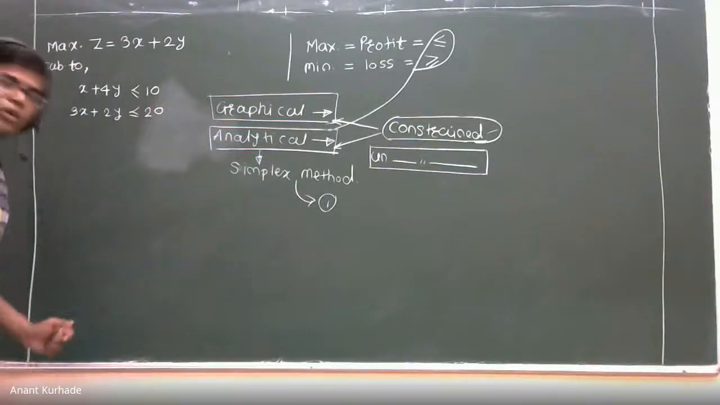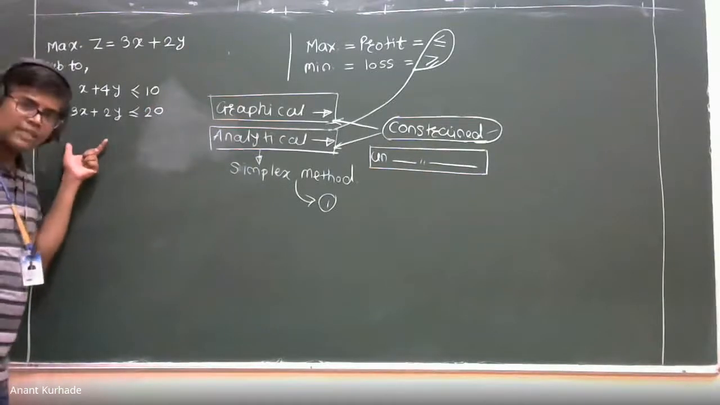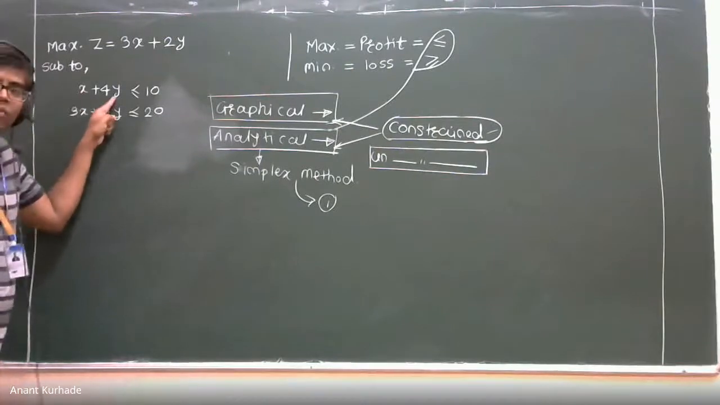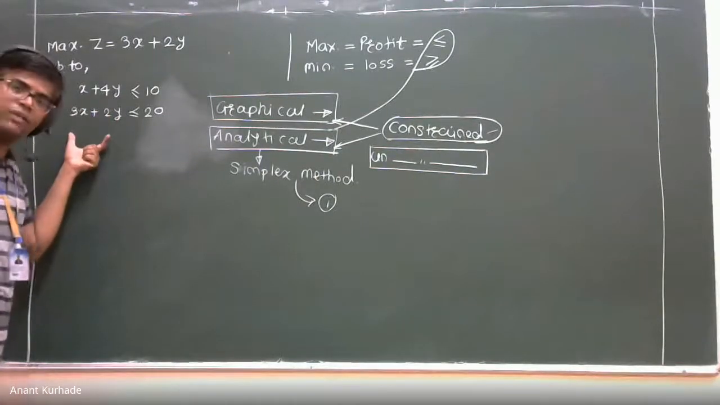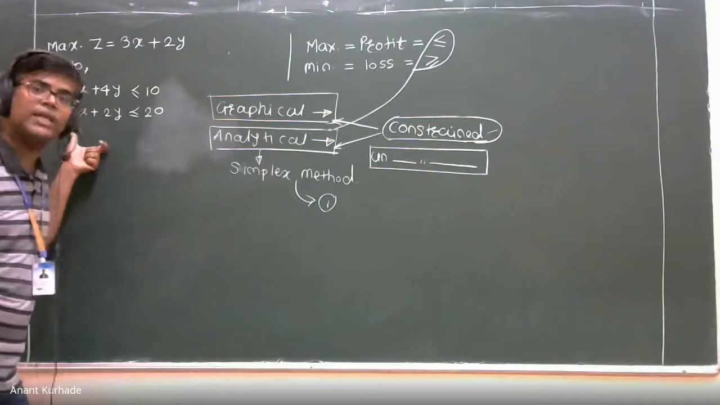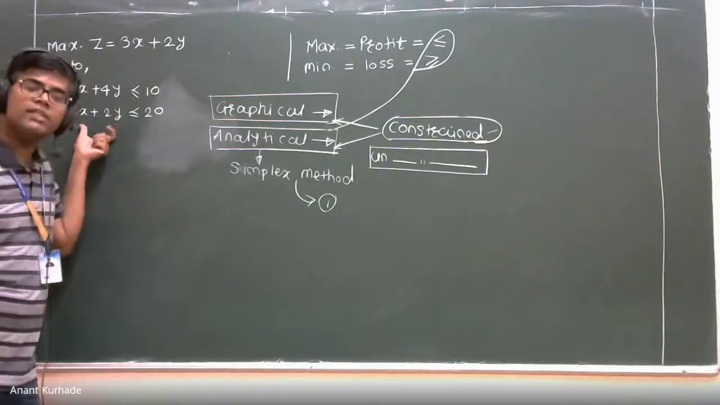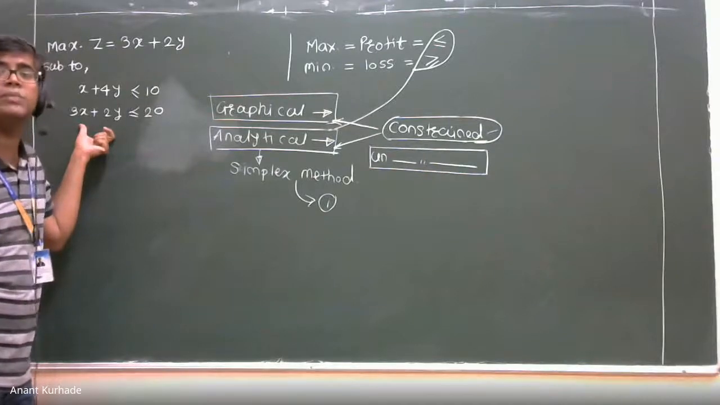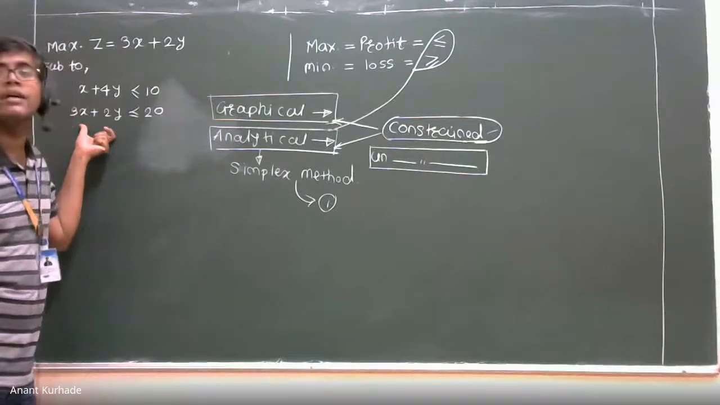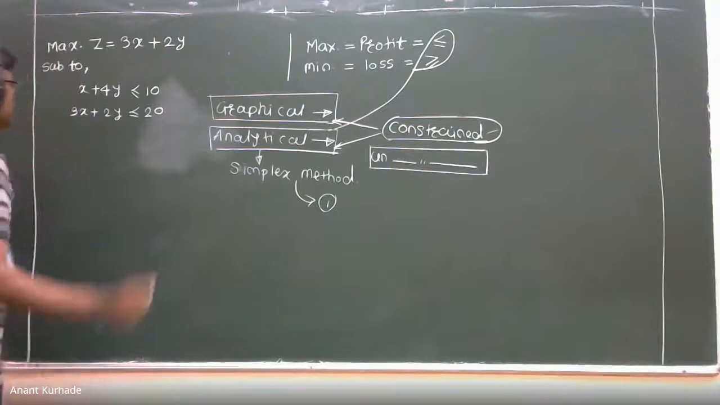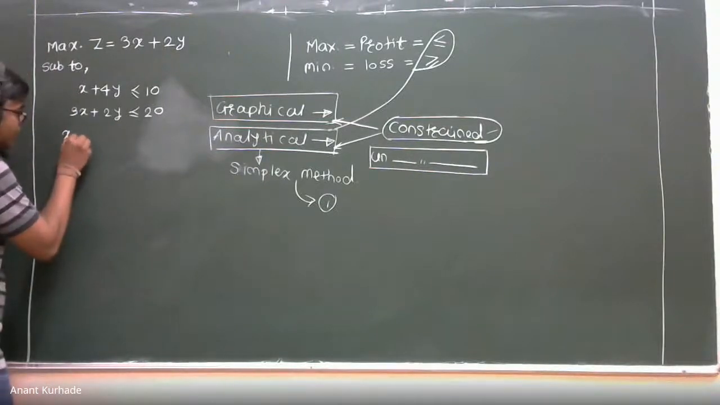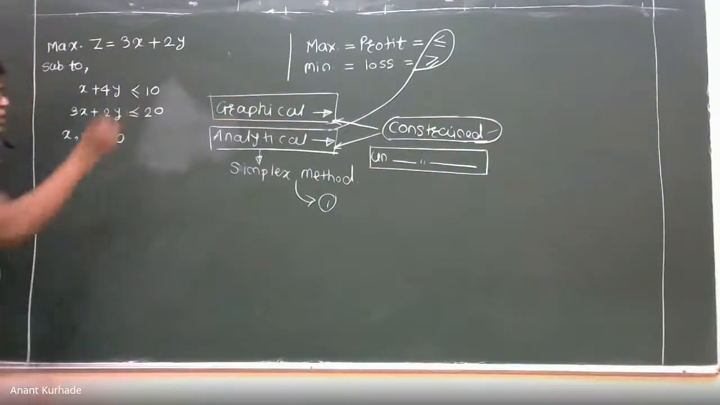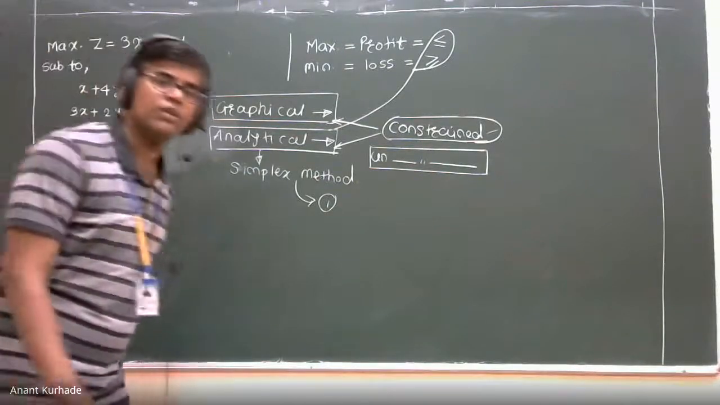And most important, lastly, let's check the parameters. Here x and y are the variables, the decision variables, and the value of a decision variable should be 0 or always greater than 0. So this is very important: x and y should be greater than or equal to 0.